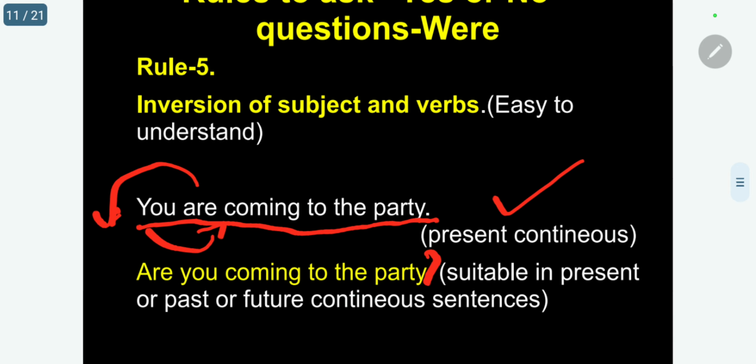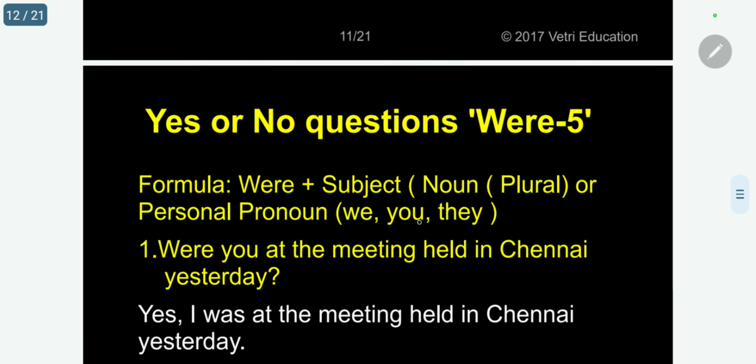So suppose, are you coming to the party? If you ask the question, automatically, only we should be careful. When it says "you", we have to use I in the answer. Yes, I am coming to the party. No, I am not coming to the party. So, inversion of subject and verb we have to use carefully.